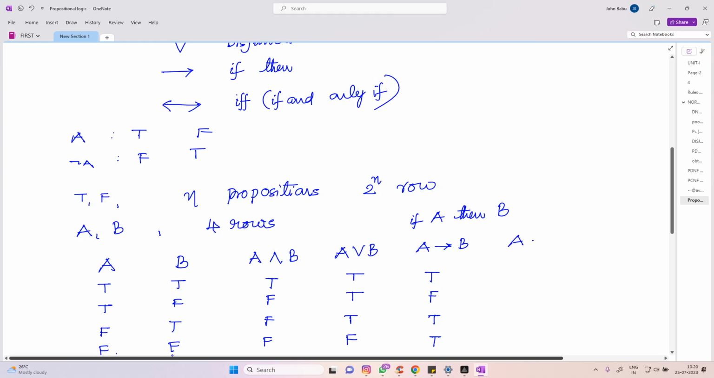Coming to if and only if, A if and only if B. That is true if both are true or both are false. Otherwise, it is false. So this is the truth table of two propositions.